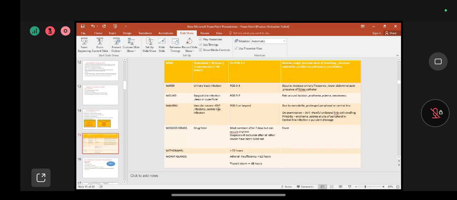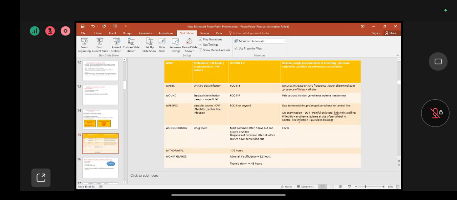In deep vein thrombosis, there are vascular causes. It can be deep vein thrombosis, phlebitis, and central line infection, and it can occur after POD first or beyond. It happens due to immobility and prolonged peripheral or central line. On examination, in deep vein thrombosis, there is a painful unilateral limb with swelling.